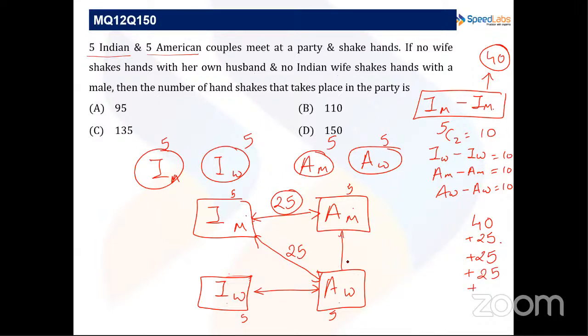Now the leftover is American man and American women. It is also given that no wife, be it Indian or American, will shake hands with her own husband. So the total number of ways will be, for each man there will be four options, because the man can have a handshake with any other woman except his wife. So there will be 5 into 4, that is 20 options. So these are the total number of handshakes that are possible. So summing this value, it is 135. So we are having the option C, 135. Clear?